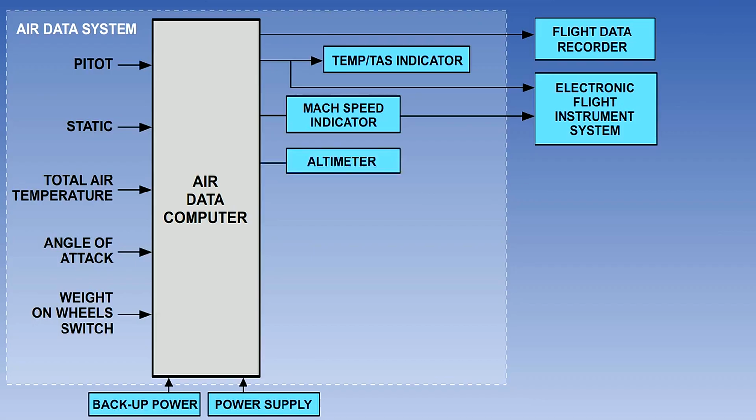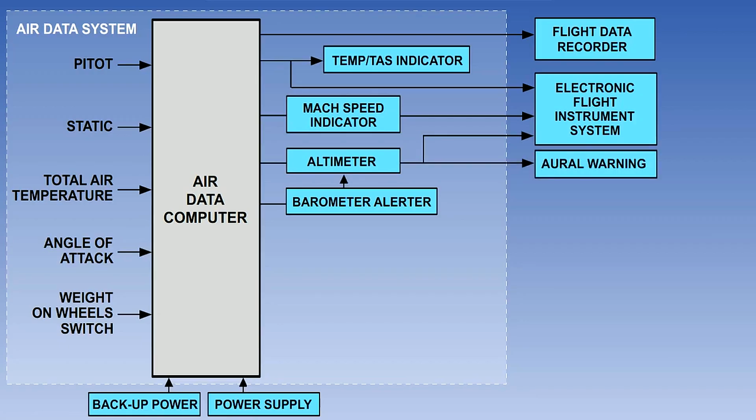Altitude is passed to the altimeter display, and also the barometer alerter where bugged altitude can be set. The altitude is also displayed on the EFIS. A warning is sounded if a bugged altitude is exceeded. Altitude information is also passed to the height encoding transponder for air traffic control purposes.